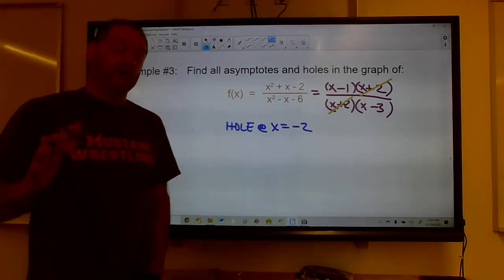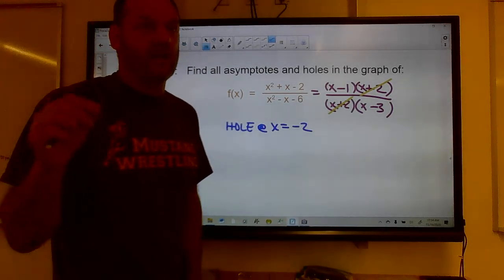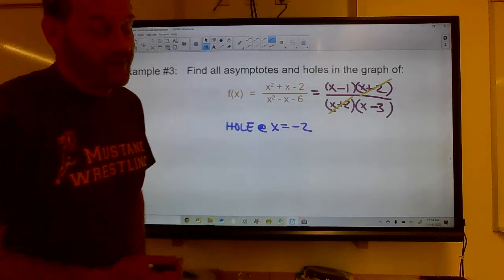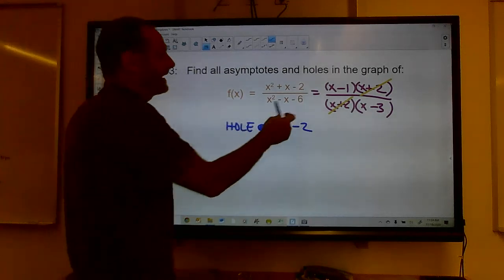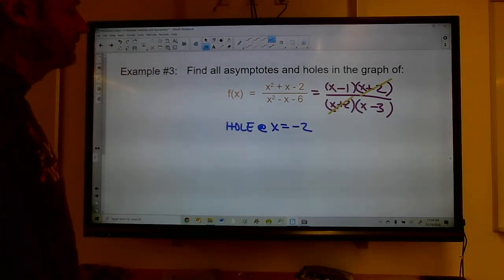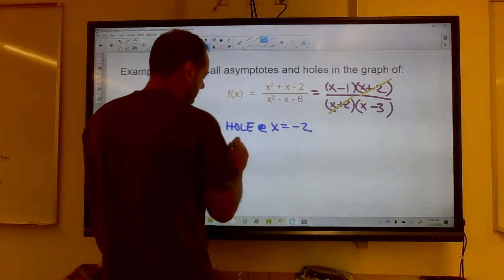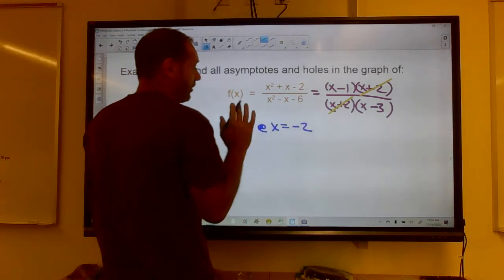Now, you get fooled on a graph on your graphing calculator because your graphing calculator literally eliminates 1 pixel. So if you're not even zoomed in, you might not even see it. Okay? That's why I always want to factor this thing and check this way. Anything that cancels out, you got a hole.